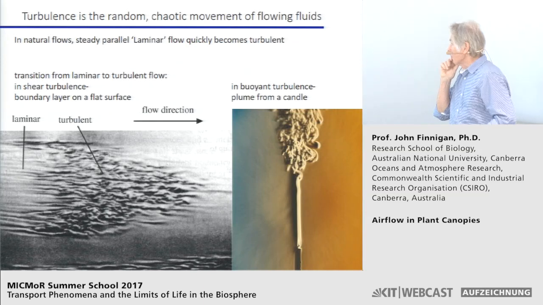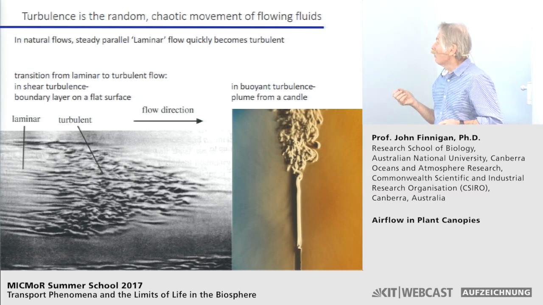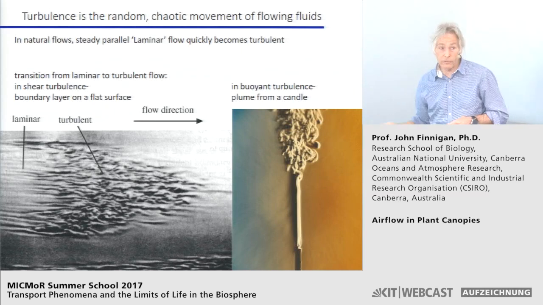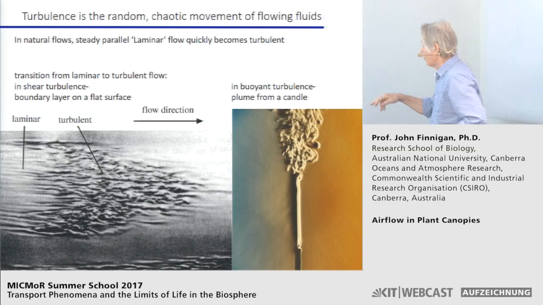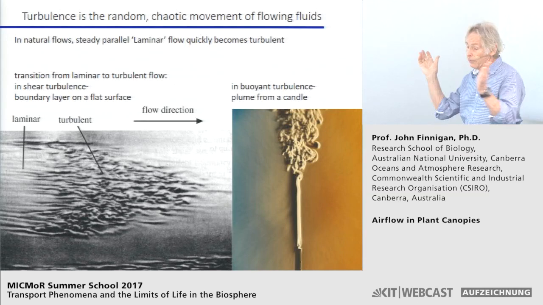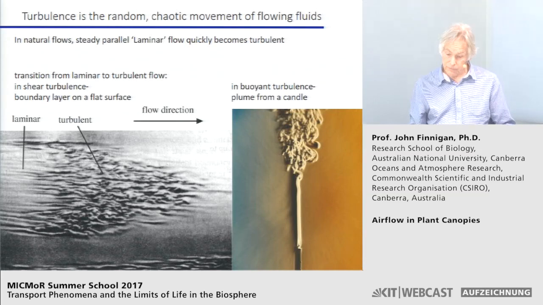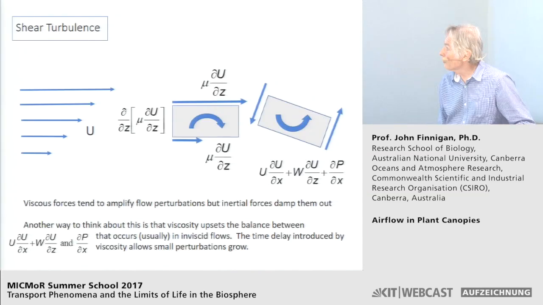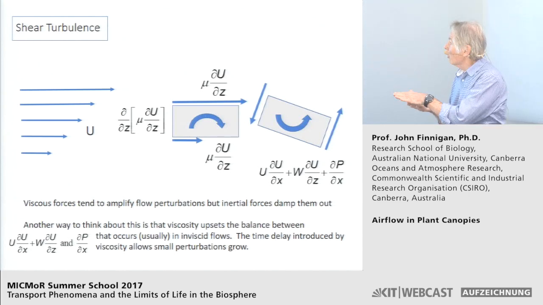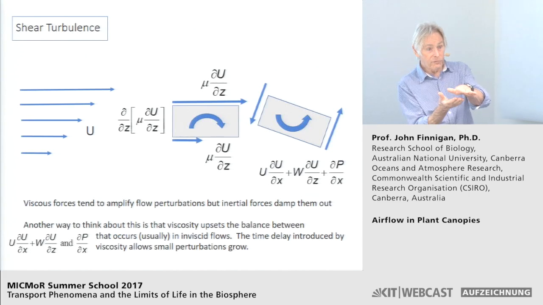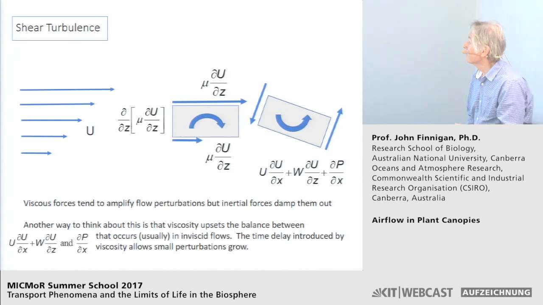The other one you'd also be familiar with is buoyant turbulence. So that's just a plume from a candle made visible by an interferogram, and you see it starts off as a smooth laminar flow and then spontaneously becomes turbulent. So let's start with that first thing, shear turbulence. Shear turbulence occurs when layers of air of different speeds slide over one another.